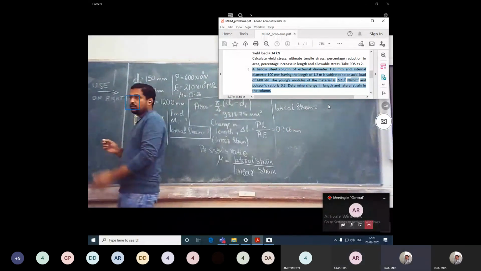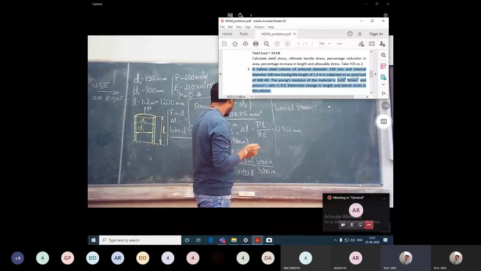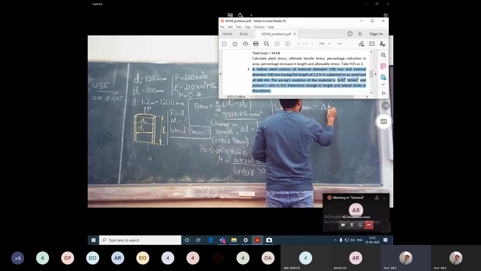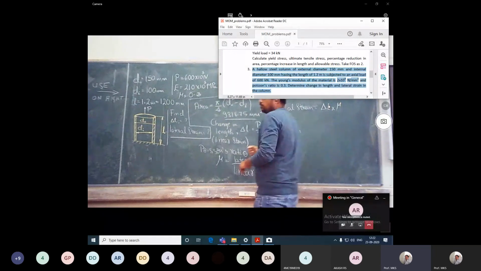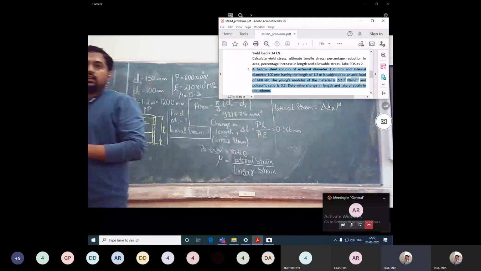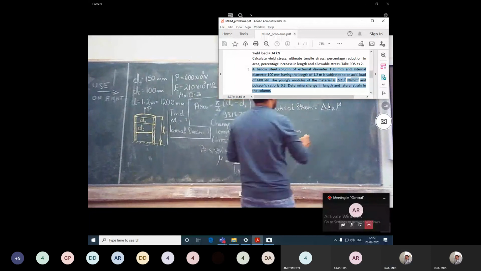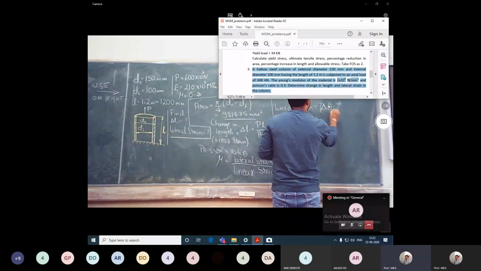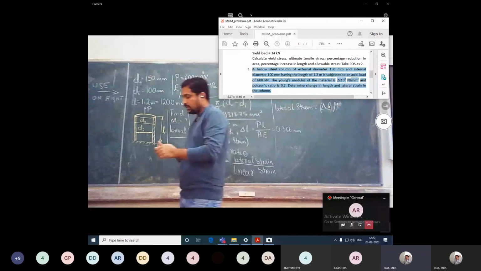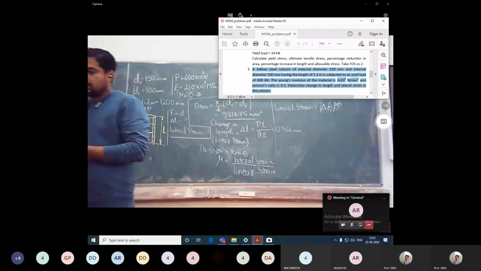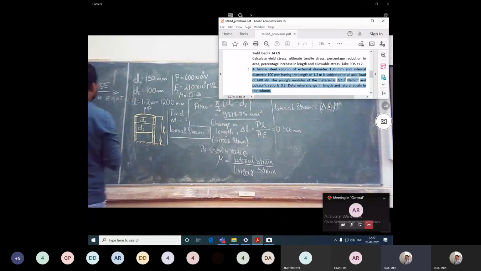Then you use the Poisson's ratio equation. Lateral strain is equal to mu into the linear strain, so you will get the lateral strain. Due to longitudinal strain, there will be an increase in length. Due to this lateral strain, what happens? As the length increases, the diameter reduces. That is the outer diameter.